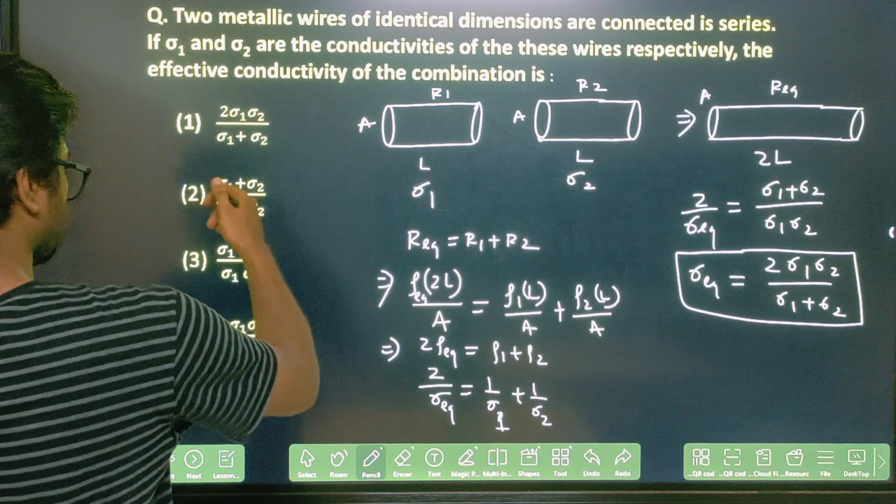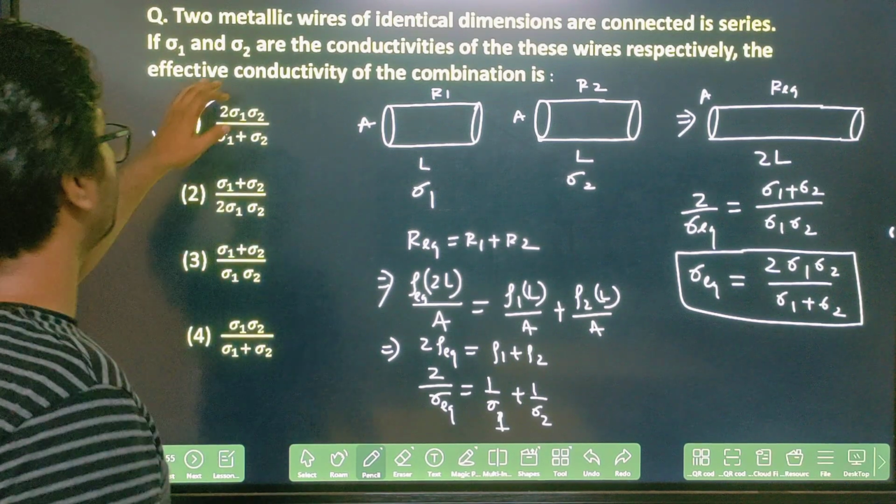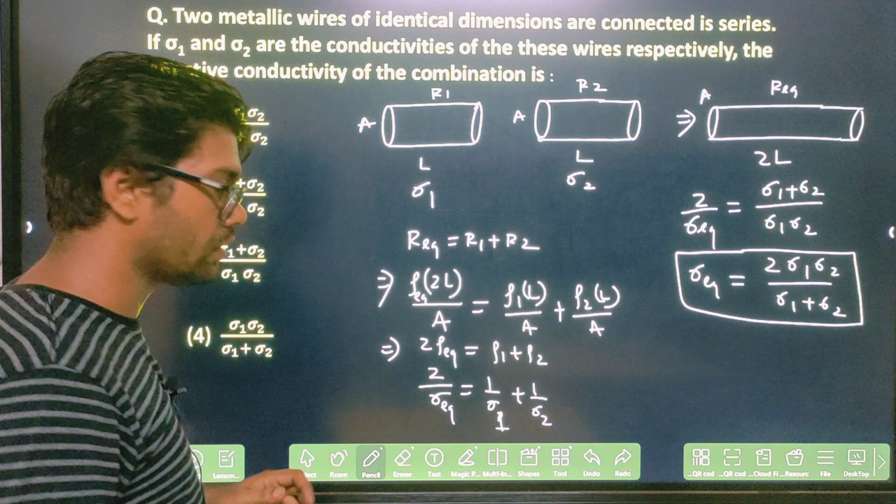So which option is it matching? Option number 1 it is matching, right? 2 sigma 1 sigma 2 divided by sigma 1 plus sigma 2. Clear?